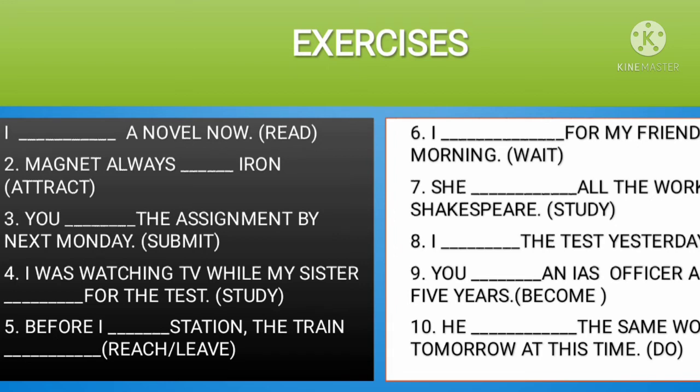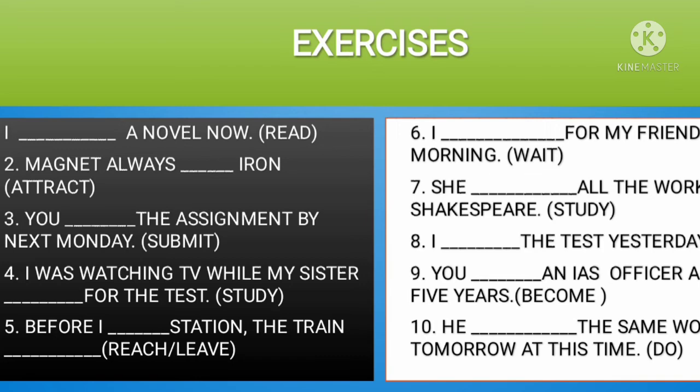The fourth one: "I was watching TV while my sister dash for the test." In brackets it's study. So two actions going on at the same time, that we know by the time expression "while". So "while" shows two actions were going on. When two actions were going on in the past, sometimes both can be described in past continuous tense, like here. So: I was watching TV while my sister was studying for the test. "Was studying", study is the verb given. So it's past continuous tense.